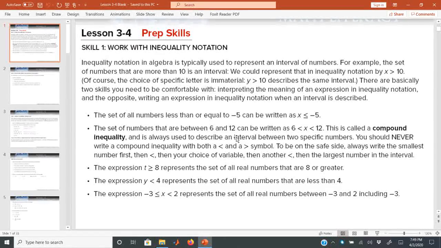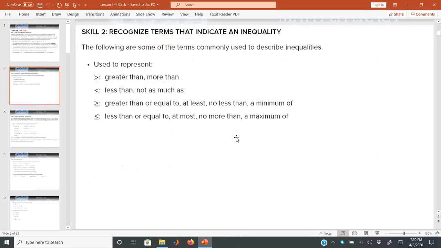Welcome to the video for lesson 3-4 in the Pathways to Math Literacy. This is lesson 3-4. You'll notice it says working with inequalities. That's really what we're going to be doing. That's one of the prep skills, inequality notation. We'll talk more about that as we go along. But anyway, check the prep skills.